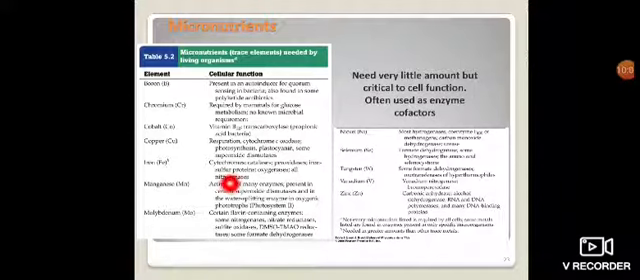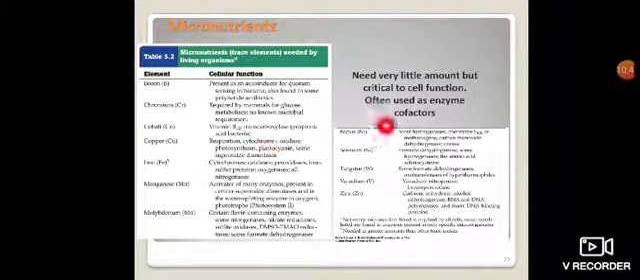Now here are a few micronutrients. Up till now we discussed the macronutrients, which are required in large amounts. Now we are going to discuss the micronutrients. They are required in very small amounts. Here we can observe the elements which are required: boron, chromium, cobalt, copper, iron, manganese, and molybdenum. These are the micronutrients required for the development of your cell.